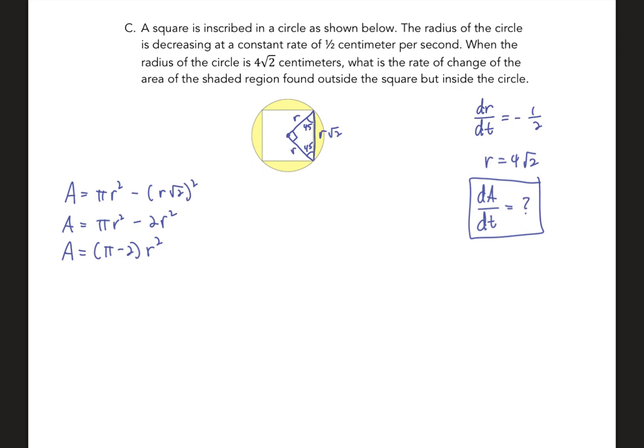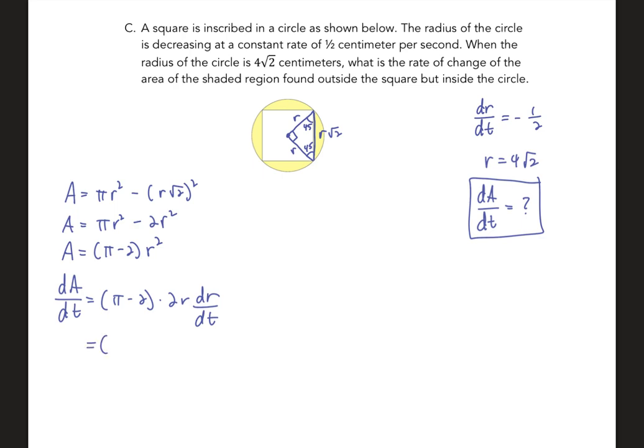Okay, so now take derivative both sides. So dA dt. Just rewrite this constant. Pi minus 2 is just a constant. Derivative of r squared is 2r dr dt. Okay, so let's see if we're missing anything. So we want dA dt. We're given r and dr dt, and that's the only two things we need. So now we can just substitute.